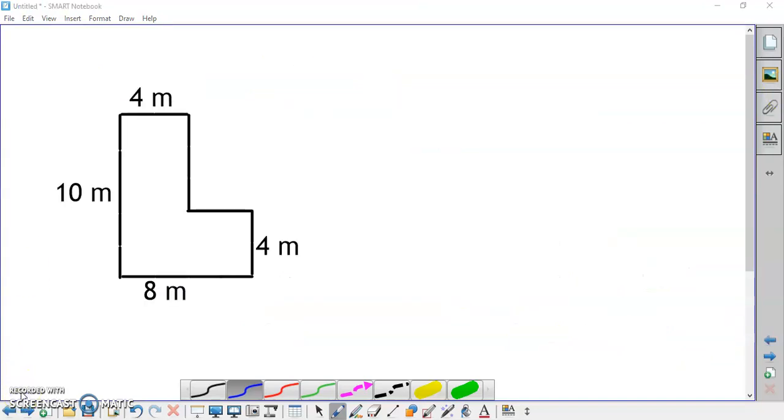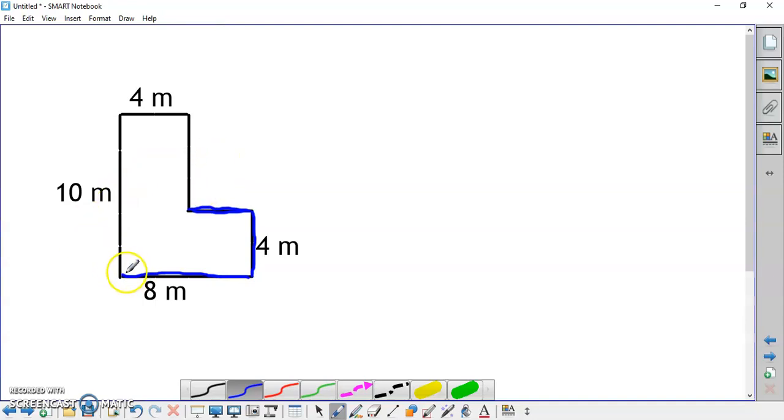Sometimes we have very irregular shapes and we don't always have a formula for them. So we have to use a little bit of common sense. Plus, the figures might not always be drawn to scale. Let's look at this shape where all the angles are 90 degrees. If I wanted to find the perimeter, I might say I've got 8 plus 4, but I don't have this measurement. I'm going to have to stop and calculate.